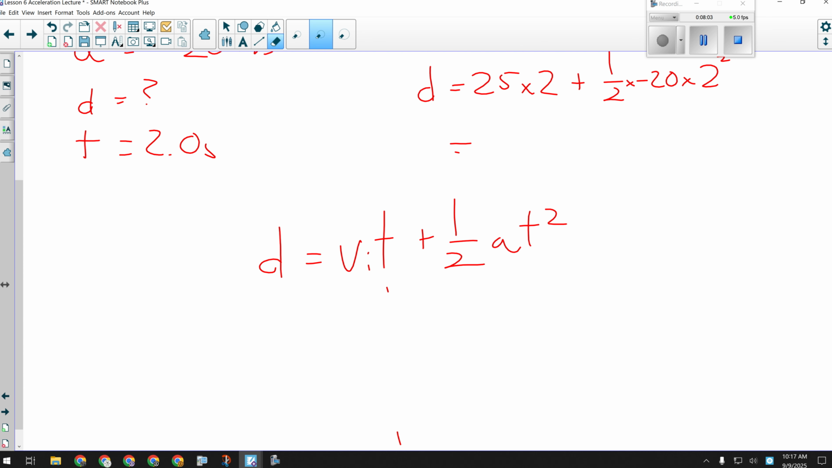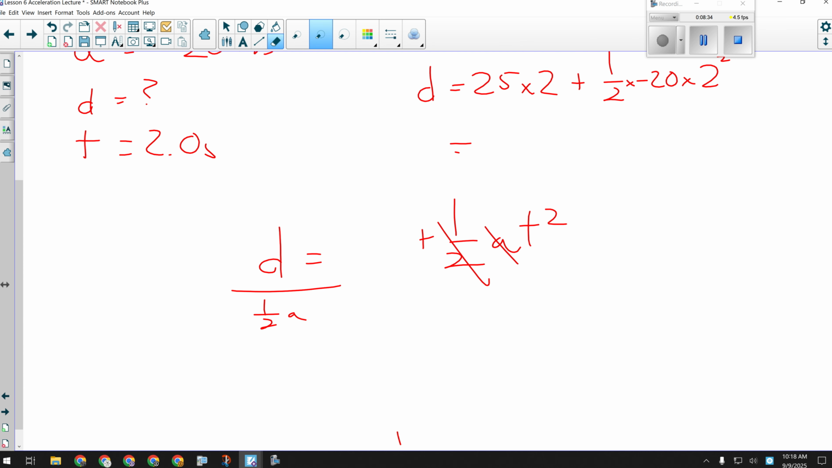Why can you solve for it more easily if VI is 0? It'll cancel out the T. Exactly. VI times T, if VI is 0, is 0. And 0 plus anything is itself. So if VI is 0, all I have left is this. That T is gone. Now I can solve for T. I would isolate T by dividing both sides by 1/2 A.